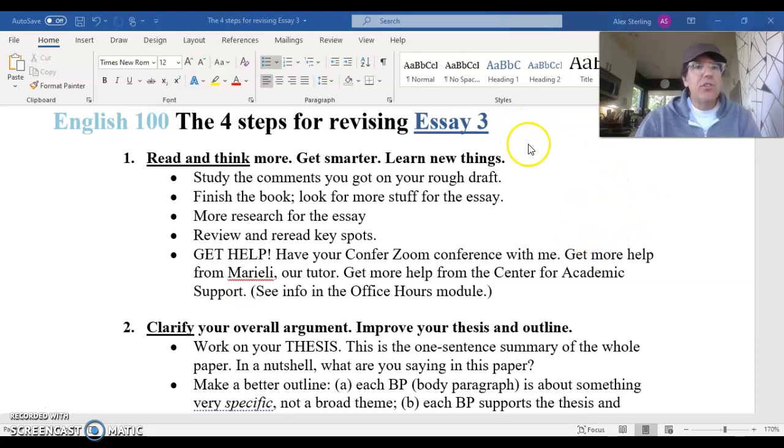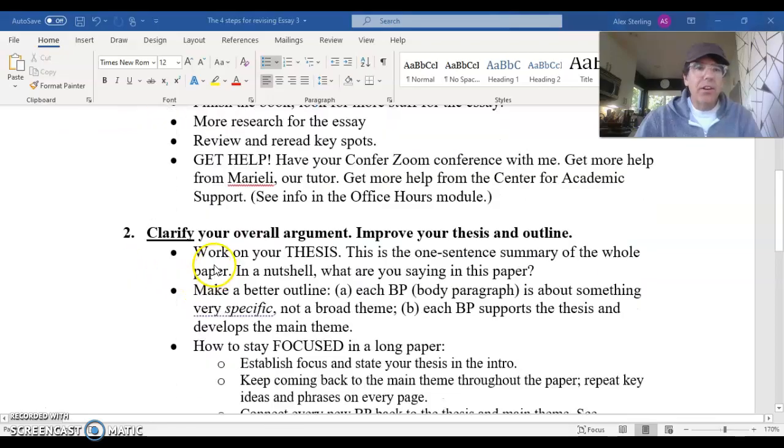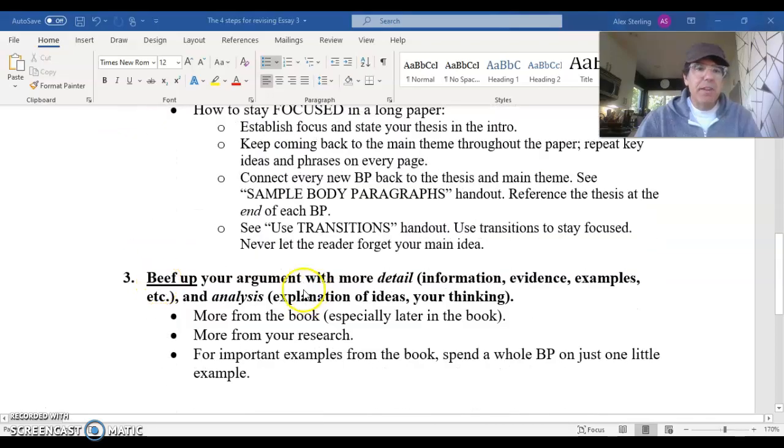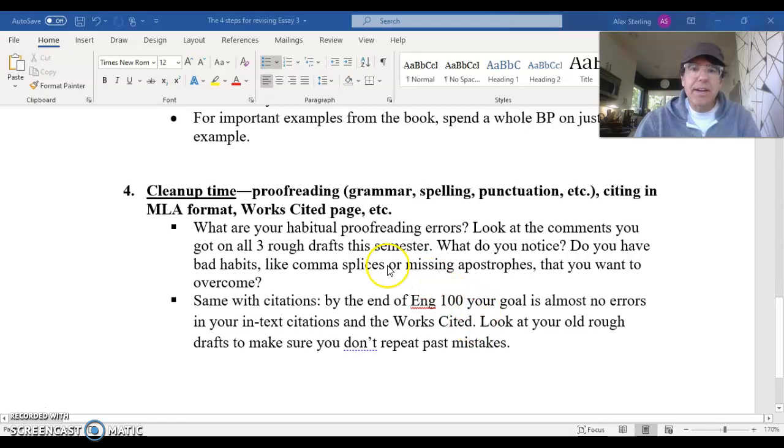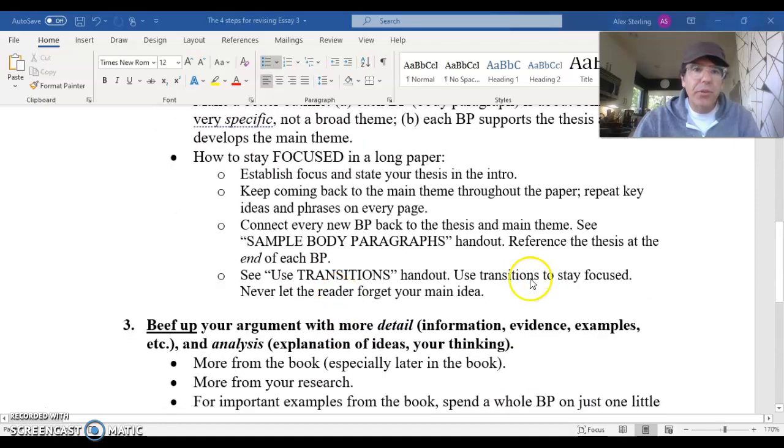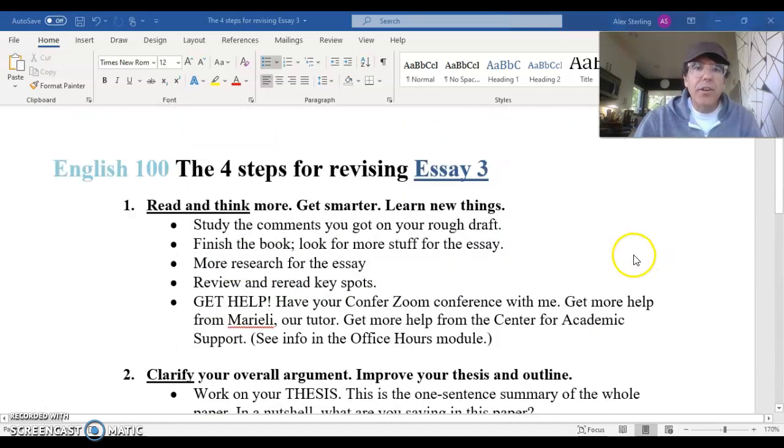First, a reminder that you have this list of to-dos, the 4 steps for revising Essay 3: read and think more, clarify your argument, beef up your argument, and cleanup time. And these are all notes that I wrote after reading the rough drafts.